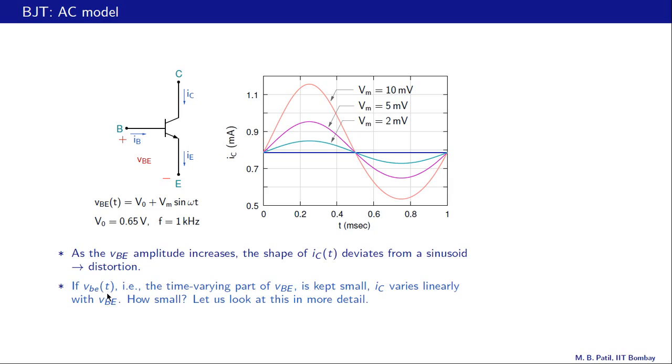If VBE of t, that is the time varying part of VBE, is kept small, then IC varies linearly with VBE. And the next question that arises is how small? Let's look at that in more detail in the next slide.